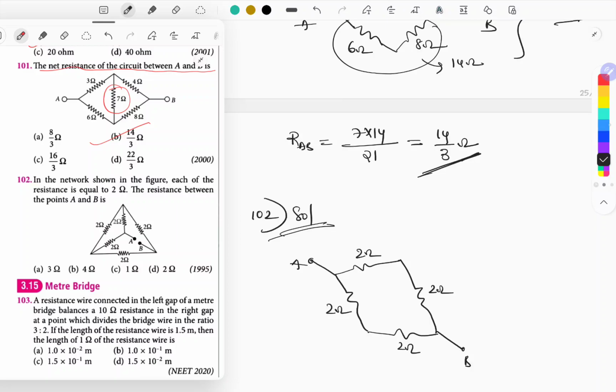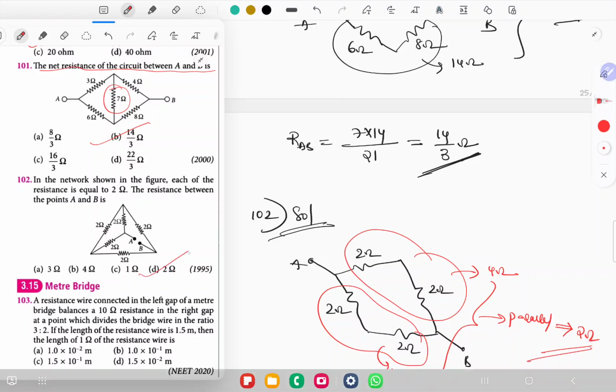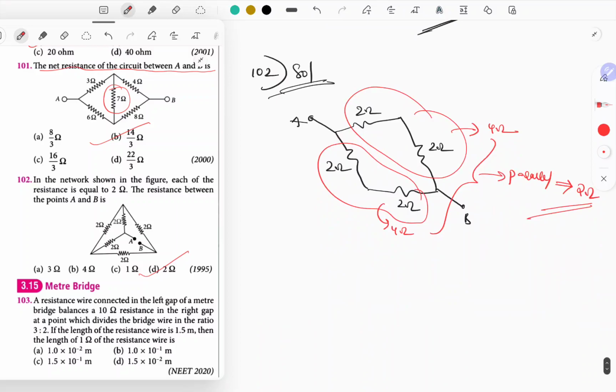Then you can remove that, and if you remove it, these two resistors are connected in series. Resultant is 4 ohm. These two are connected in series, resultant 4 ohm. Now these two combinations are connected in parallel. Resultant is going to be 4 into 4 by 4 plus 4, which is equal to 2 ohm. Which option matches? Option D is the correct answer for question number 102.